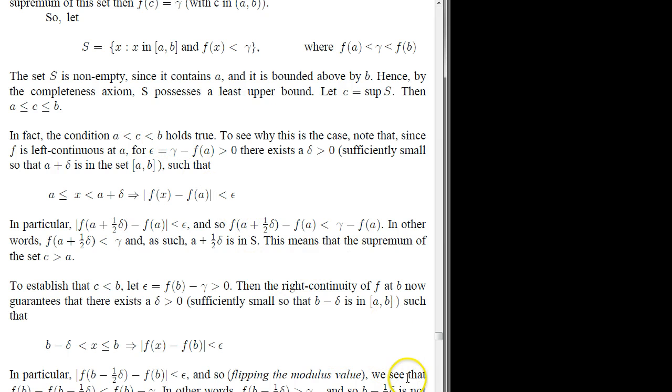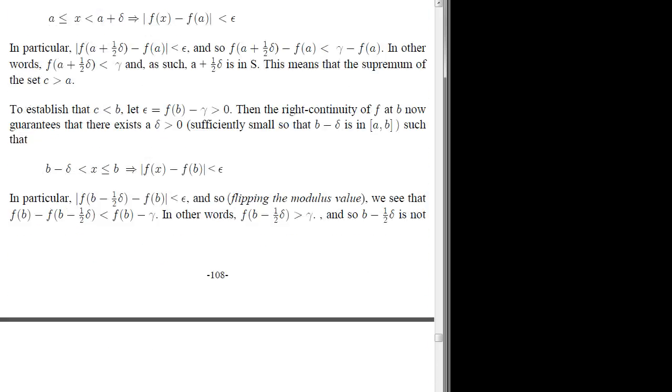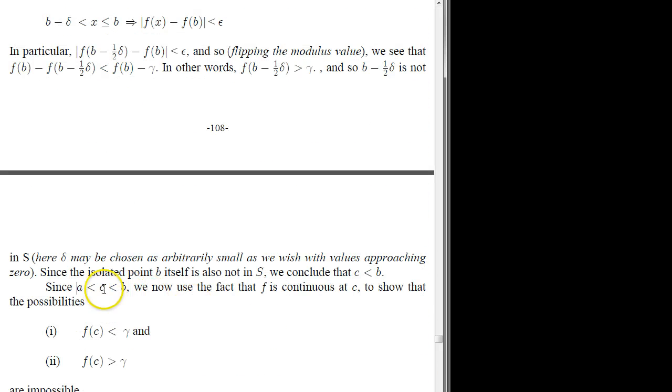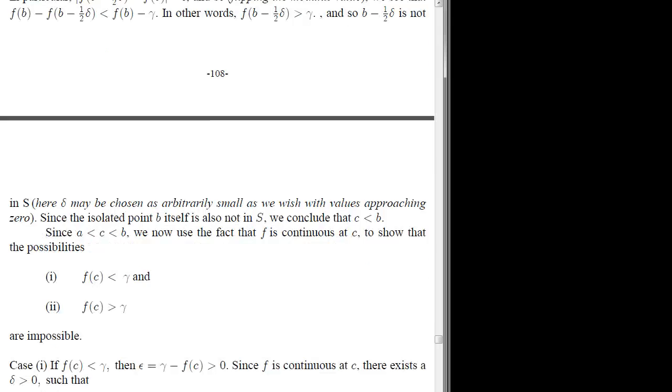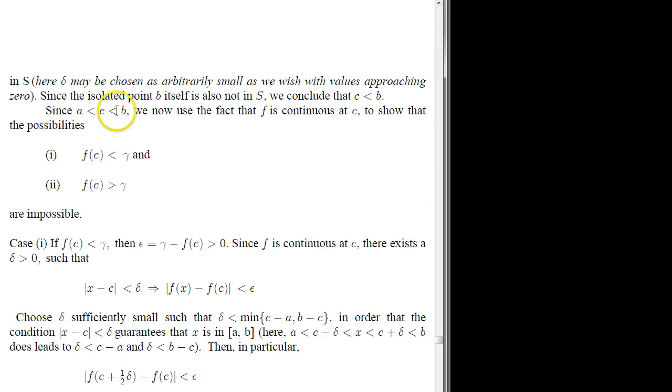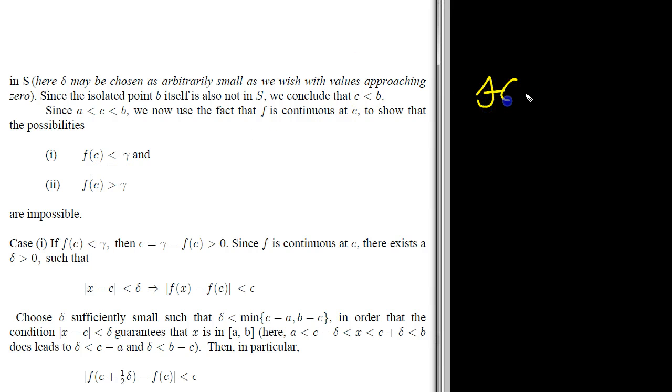So now we're going to go on with the second part of this proof. Here it is. Since c lies between a and b, we now use the fact that f is continuous at c to show that the possibilities that f(c) is less than gamma and f(c) is greater than gamma are impossible. If both are impossible, the only conclusion is that f(c) must equal gamma.